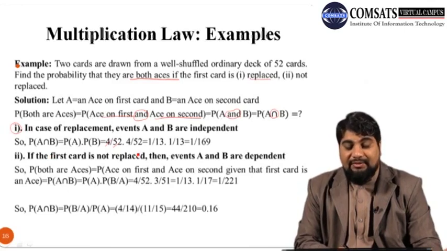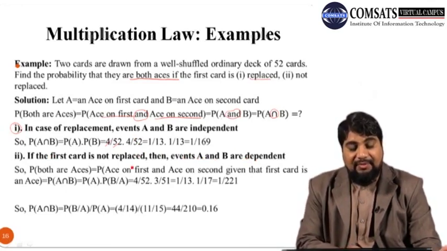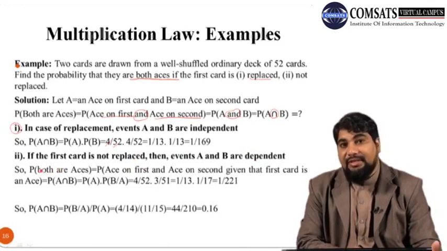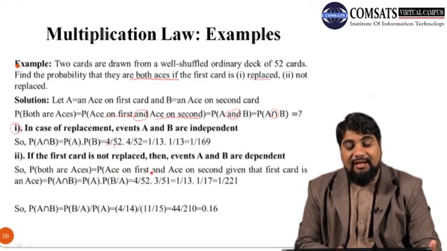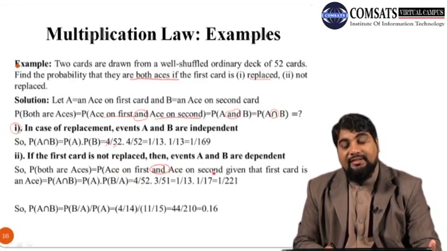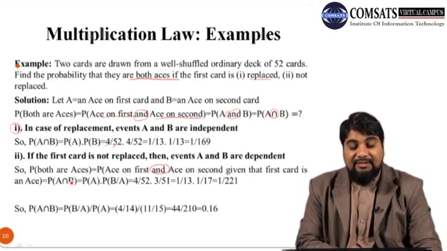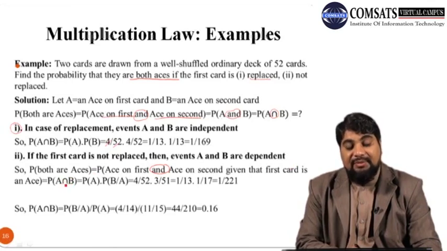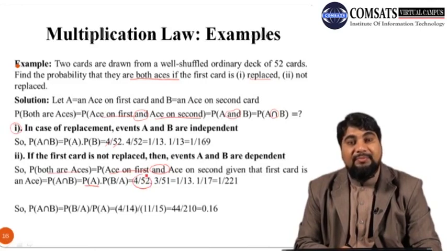Next, consider the second situation, where the first card is not replaced before drawing the second card. In this case, since the card is not replaced, the events will be dependent. So in order to calculate the probability that both are aces, we write the probability of an ace on the first card and an ace on the second, given that the first card is an ace. So the probability of A intersection B, both are aces, is the probability of A, that the first is an ace card, which is 4 over 52.